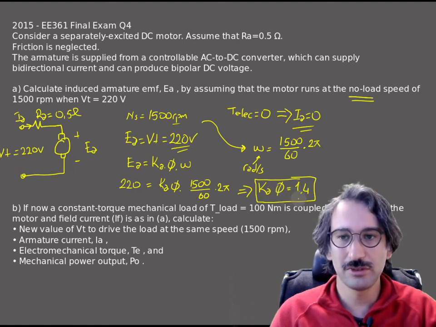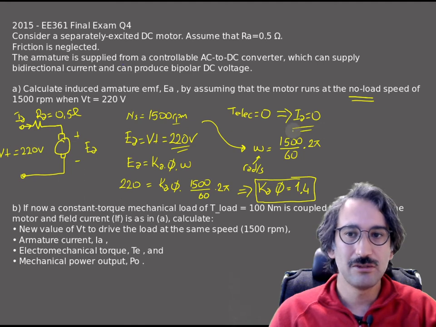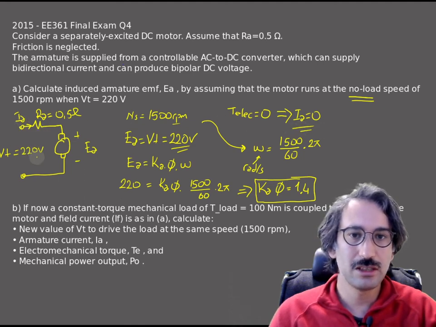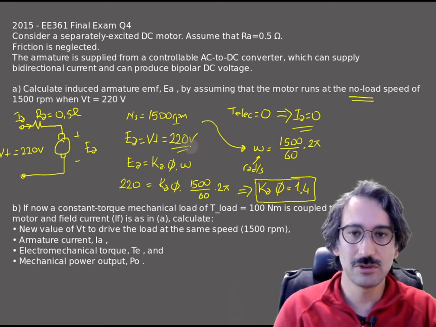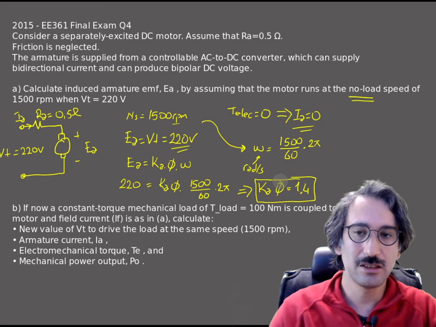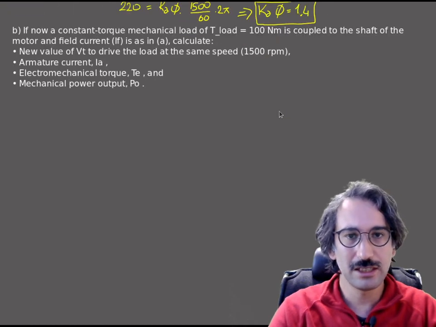Anyway, we know the machine parameters, and we know that if it is rotating at no load and there is no friction, there will be no current, and if there is no current, the terminal voltage will be equal to back EMF, so that is 220 volts, and from that I can calculate the machine constant. Anyway, let's move on with the next part.